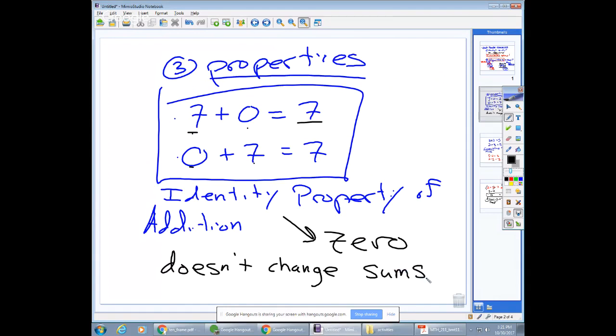You can add it all you want, it doesn't change a thing. So 7 retained its identity when I added 0 to it. It did not change. And usually it doesn't matter where you put it in, it still doesn't change stuff. With subtraction, because subtraction is not commutative, we generally say subtraction doesn't have an identity because you can't change the order. But we know if we subtract 0, nothing happens. So 0 is special there, but it's not as special as with addition.